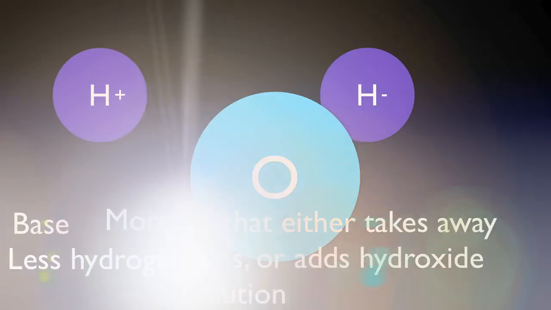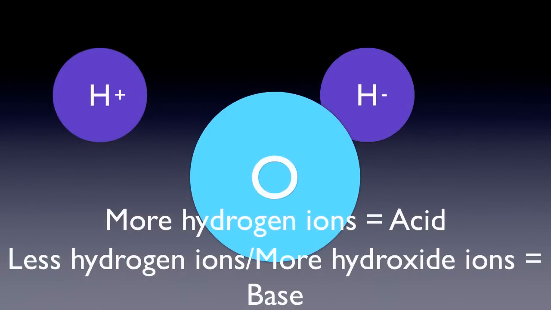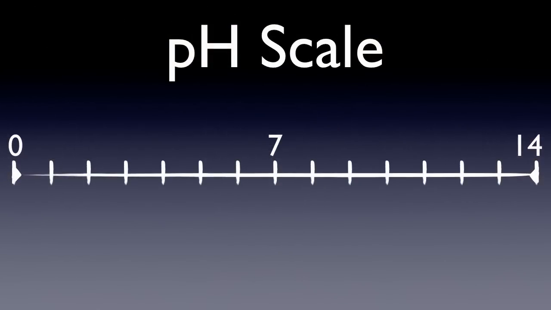The more hydrogen ions in a solution, the more acidic it is considered. The fewer hydrogen ions or the more hydroxide ions in a solution, the more basic it is considered. Scientists measure how acidic or basic something is on a scale called the pH scale. The scale starts at 0 with the most acidic solutions and goes to 14 with the most basic solutions. The closer something is to 14, the less acidic it is.